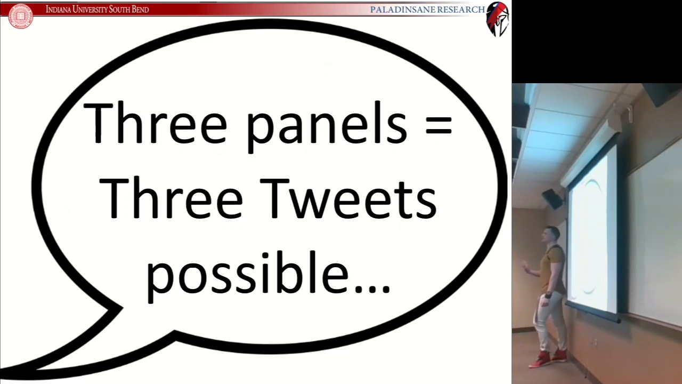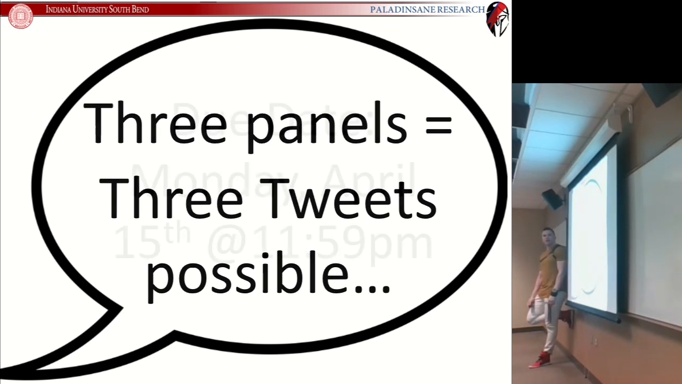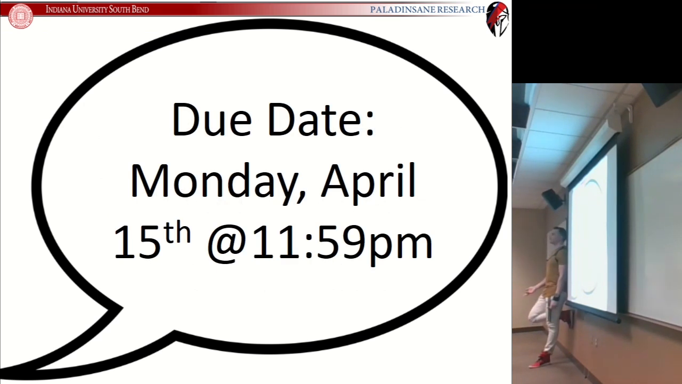And there are 3 panels in total. So you can do this up to 3 times to earn basically 3 times the bonus points for this one. So 3 panels, 3 tweets are possible. And the due date on this is Monday, April 15th. So we got the URC on Friday, and then at just some point, either on that day, over the weekend, or before midnight on Monday, post those 3 pics, 3 tweets, and help promote, again, this research community that you are becoming a part of.